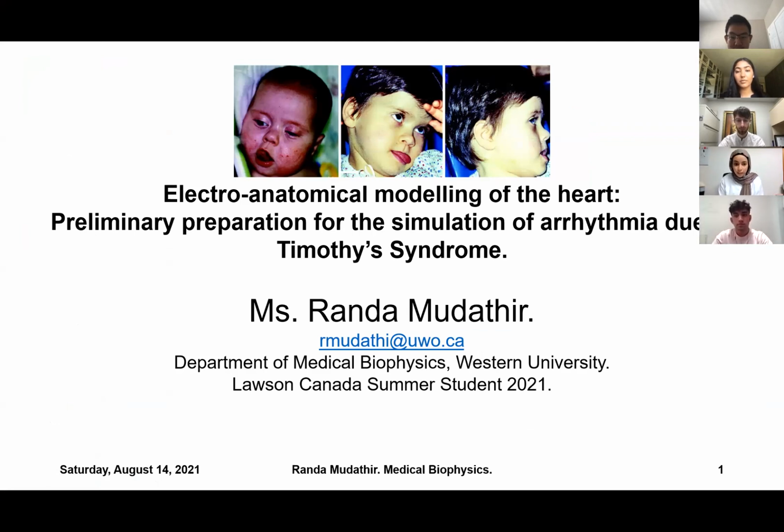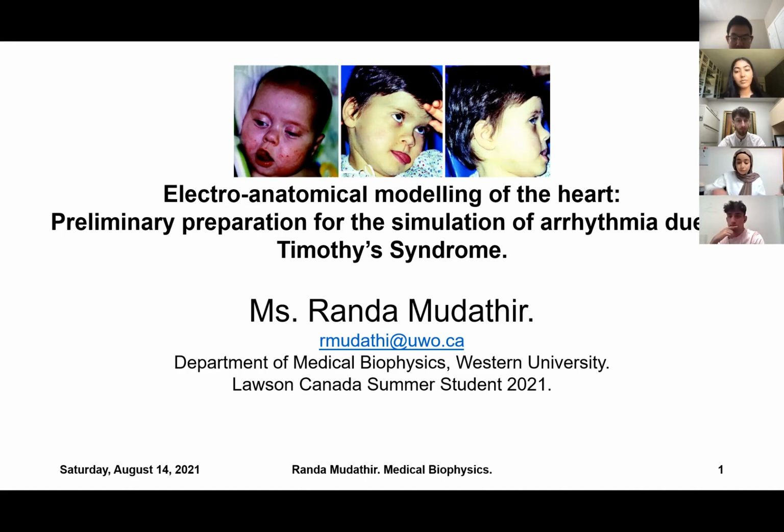Before I get started, you are probably wondering why I have pictures of babies on my first slide. These are Timothy syndrome patients. Timothy syndrome is a genetic disorder that causes cognitive and physical abnormalities, but it also results in severe arrhythmia. That's what we're interested in studying and modeling, because managing arrhythmias is a very pressing issue in cardiology. If we're able to model the severe arrhythmias caused by Timothy syndrome, that would allow us to better understand the underlying disease mechanisms, and hopefully that has positive clinical implications.